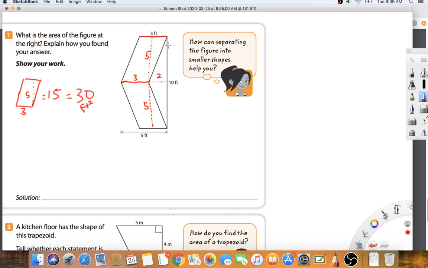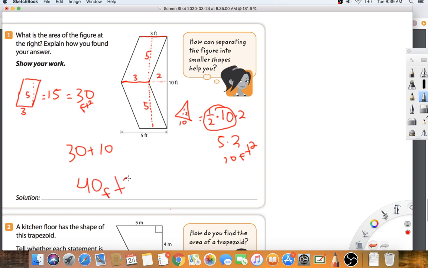Now the triangle, my base of my triangle is 10, and my height is 2. So to find the triangle area, we would do 1/2 times base times height, so 1/2 times 10 times 2. What's half of 10? 5. 5 times 2 gives me 10. So now that I have the area for the triangle and the area for the 2 parallelograms, I need to add 30 plus 10, which gives me 40 feet squared in total. If I went too fast, try going back on that video, maybe pausing it.